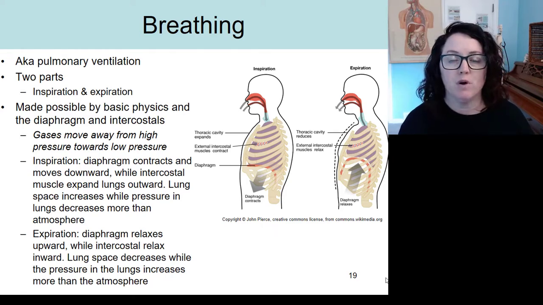Don't overcomplicate the process of breathing. It's actually relatively simple. There's some really basic physics going on. And then we're going to use just a couple muscles in the body, the diaphragm and intercostals.